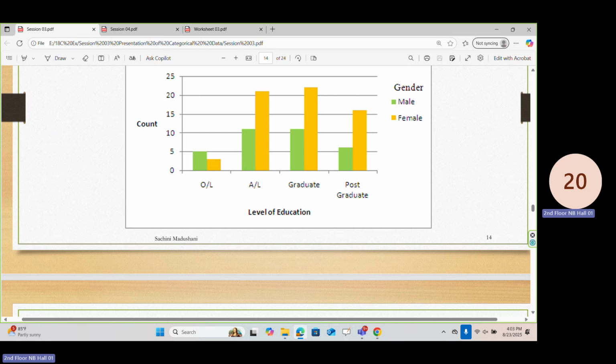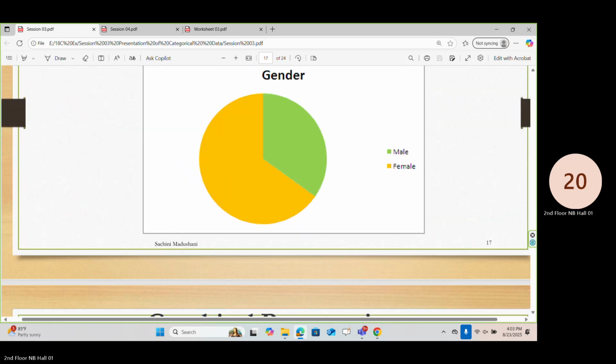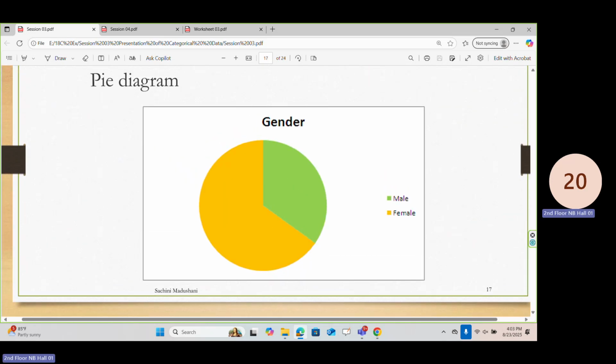Then the other one is, you know this one, pie chart. Okay, then using the pie chart, we can represent only one categorical variable. Normally this data is represented as percentage values. Okay, then each slice represents one category. Here we take one variable, gender. Okay, then for gender there are two categories, male and female. Then each slice represents one category. Clear?